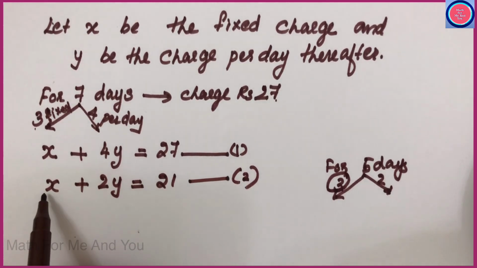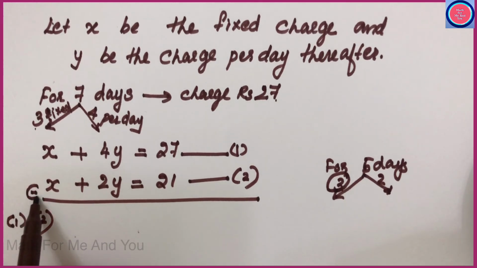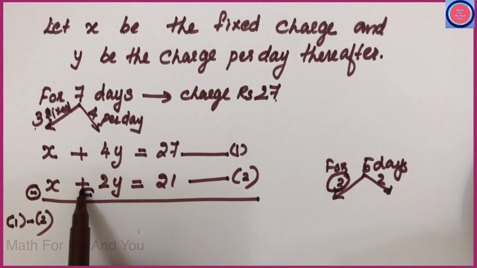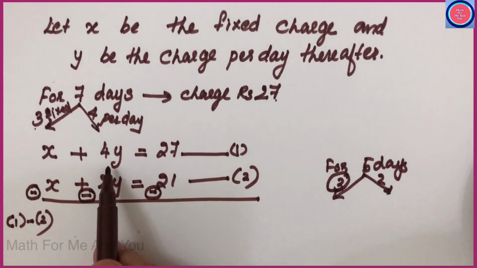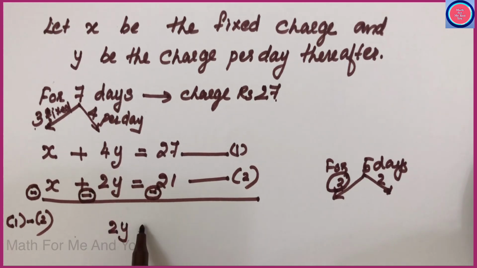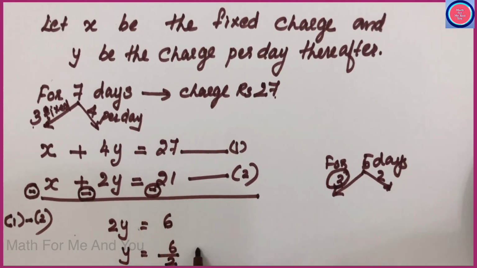We have to solve by using elimination. We can cancel x because the coefficients are equal. If we do equation number 1 minus equation number 2, we can cancel x. X minus x cancels. And then 4y minus 2y we have to do, subtraction. That's why 27 minus 21 we need to do. 4y minus 2y is 2y, and 27 minus 21 is 6. 2y equals 6. What about y? Y equals 6 over 2, that is equal to 3. We get the value of y.